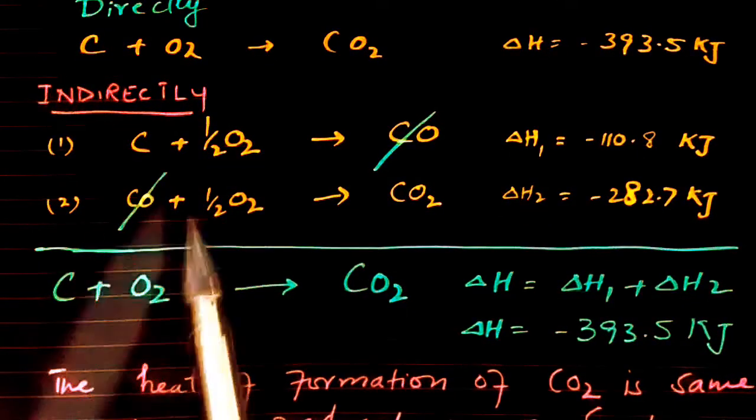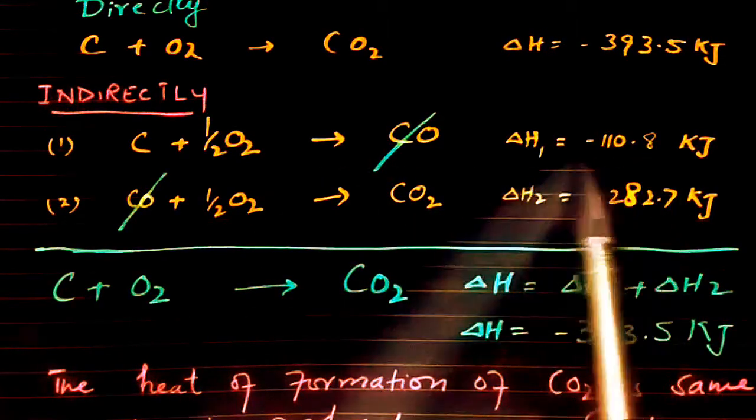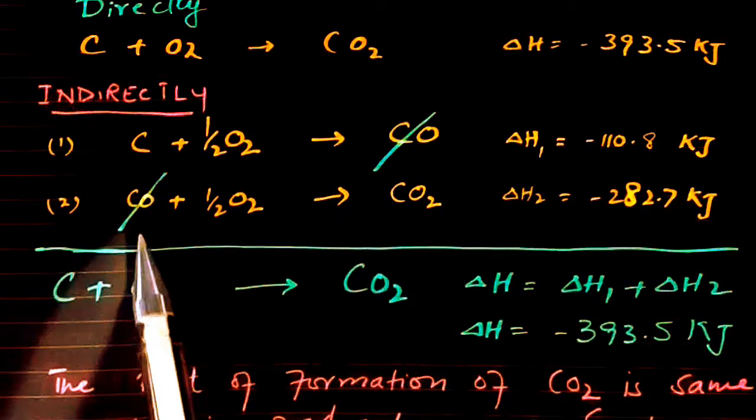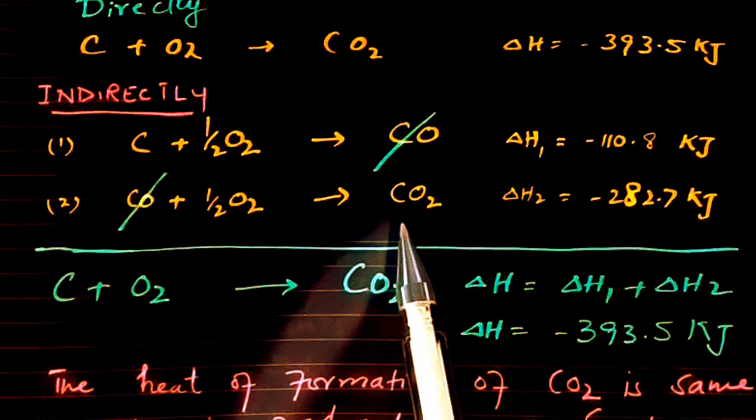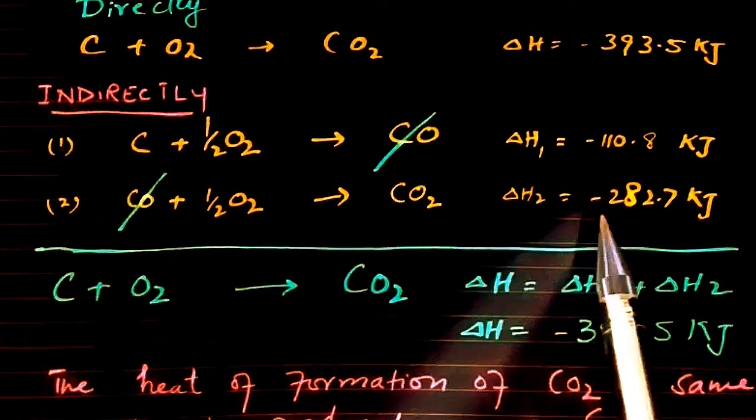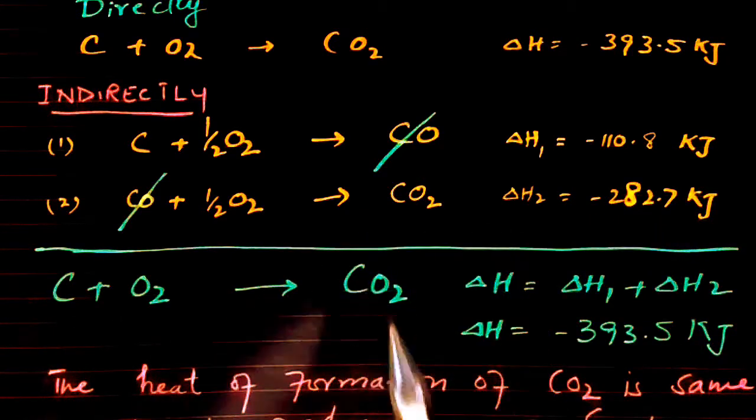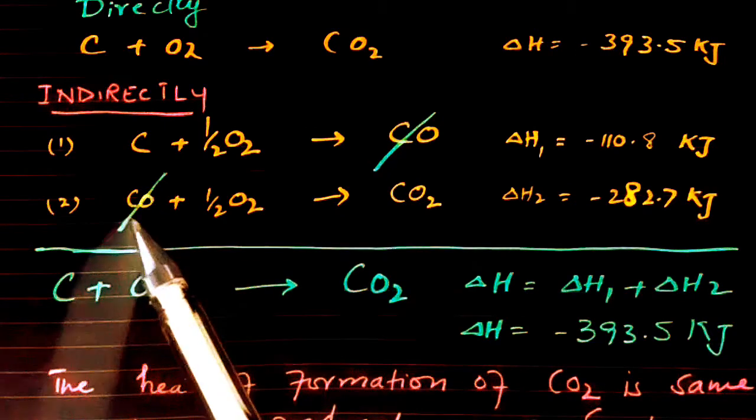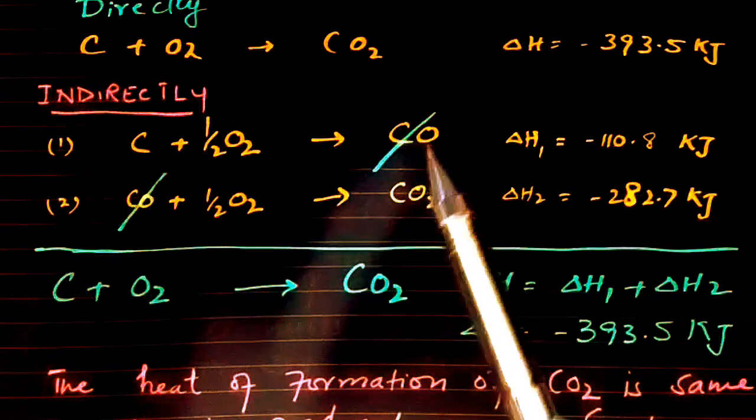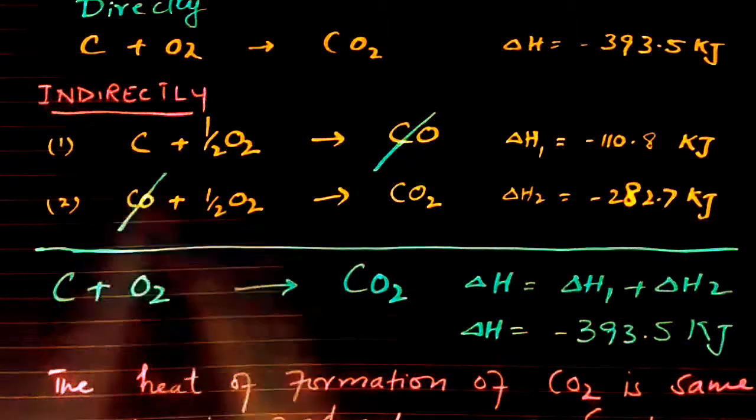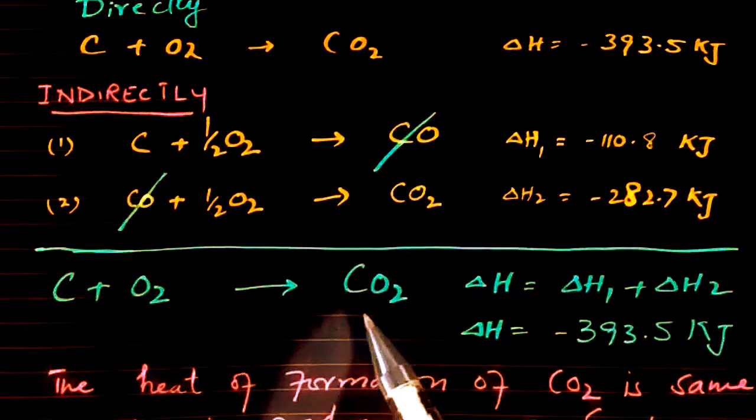When carbon reacts with a limited supply of oxygen, it will form carbon monoxide. In this case, 110.8 kilojoules of energy is released. In the other step, carbon monoxide again reacts with oxygen to form carbon dioxide. Now in this case, the amount of energy released is minus 282.7 kilojoules. We will add both the reactions and we will come to know that carbon monoxide will be cancelled in both reactions, because in one case it is on the right side and in the second case it is on the left side. Cancel both of them and the final reaction is carbon plus oxygen going to carbon dioxide.